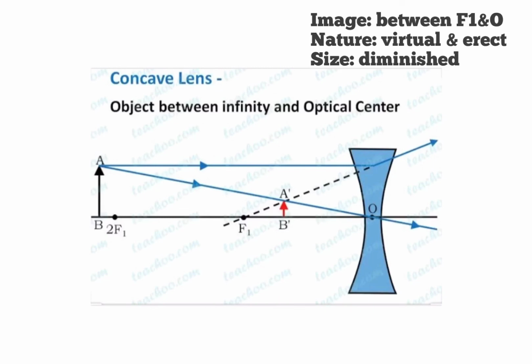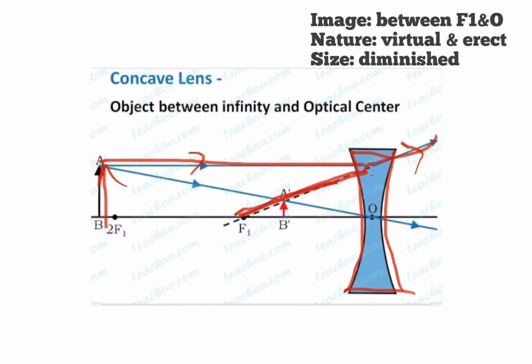Now the object is placed anywhere between O and infinity. You can keep the object anywhere. The nature and the size of the image will be same. So first of all, draw a concave lens. And draw object AB anywhere between O and infinity. Consider the first ray which is parallel to principal axis. It will get refracted like this, and when it is extended, it will meet at F1.